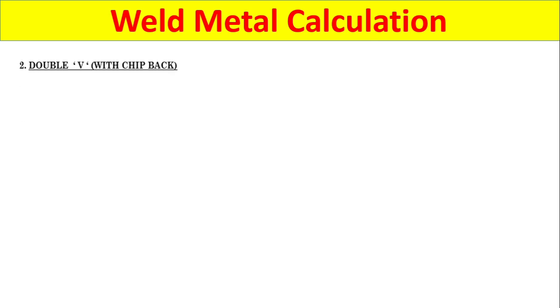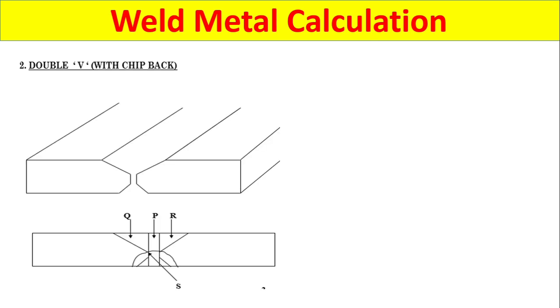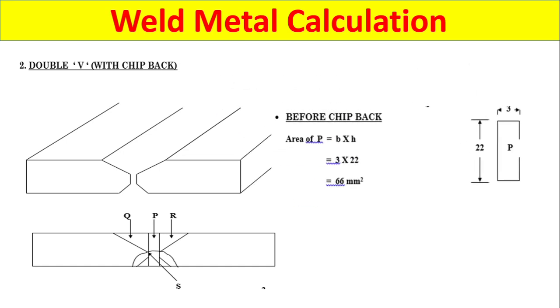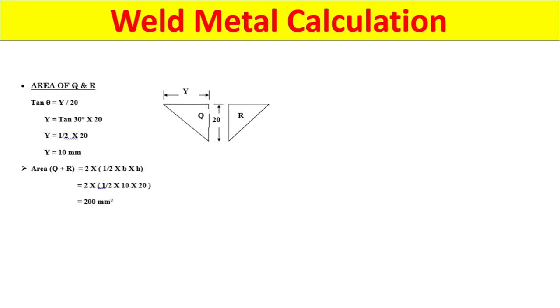Double V. You can see the first one is the single V. This is the double V with chip bag. This also has three sections: Q, P, and R. You can see the area of P. This is the area of Q and R. How is Q calculated? This is very important. You know tan theta equals y by 20, so you can get y equal to 10 mm.